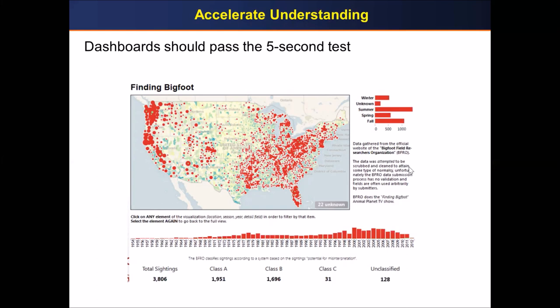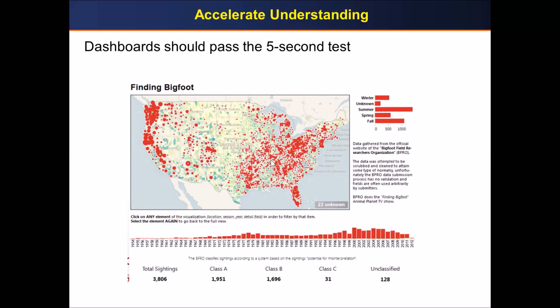But try to not make it too complicated, and guide the user. Have the main view here in the top left, and then have some detailed views around it. Always have one main view where you can get a big overview of what it is all about. Obviously, this is about location, because this is for finding Bigfoot. And here are different sightings, okay? And then here is when it was, what season it was, so that's also interesting.